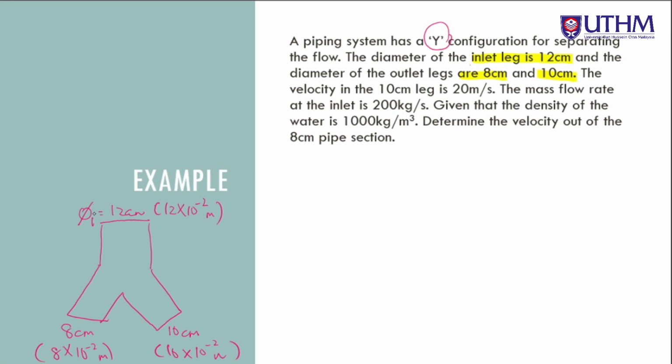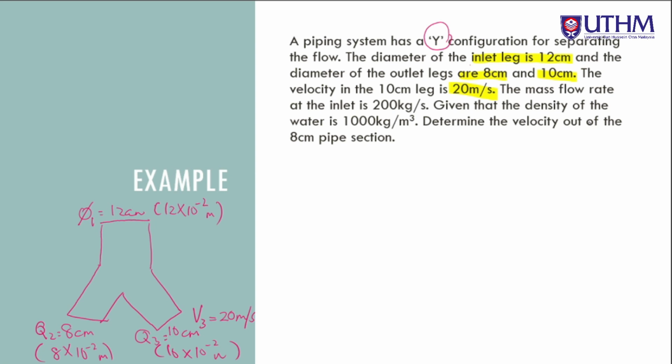So this is diameter 1, this is diameter 2, this is diameter 3. So what else does the question give? Okay, the velocity in the 10 cm leg is 20 meter per second. So here it gives V, this V3 equals to 20 meter per second.